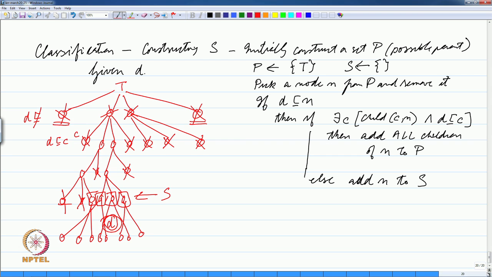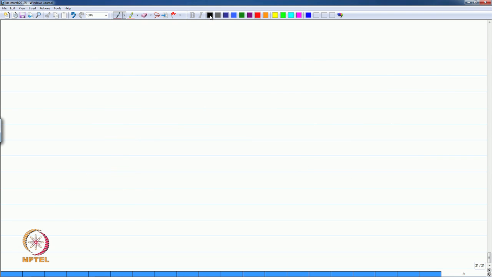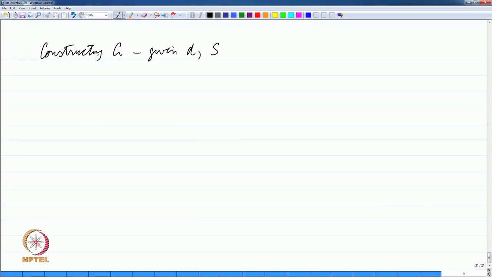Then finally, we have to construct G. So, given the node D and also given S essentially. So, we have already constructed the most specific subsumers S, and now we are interested in the most general subsumees G essentially. So, this says initialize G to S, you start with all those nodes S.